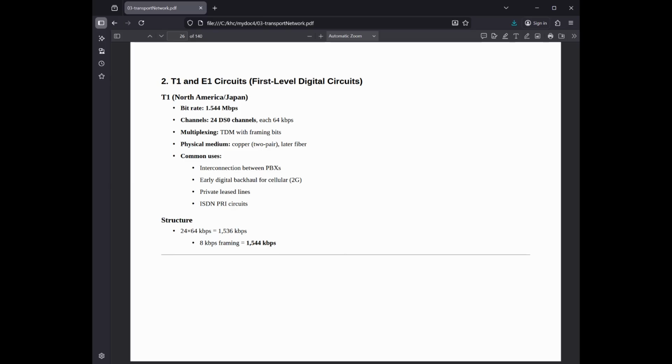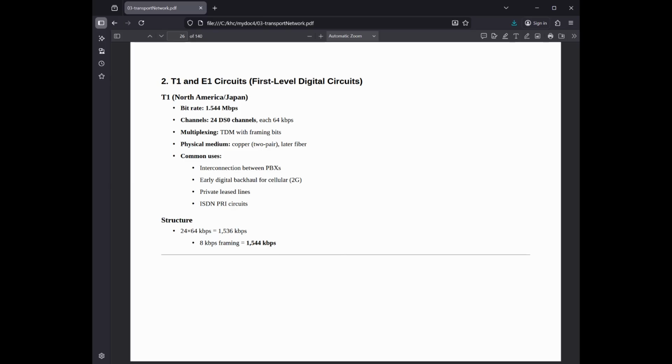Feature: T1, North America/Japan; E1, Europe/International. Bitrate: 1.544 Mbps; 2.048 Mbps. Total channels: 24 channels (DS0s); 32 channels (DS0s). Voice channels: 23 or 24; 30, with 2 reserved for signaling/sync. Media: 2 pair twisted copper; 2 pair twisted copper or coaxial.